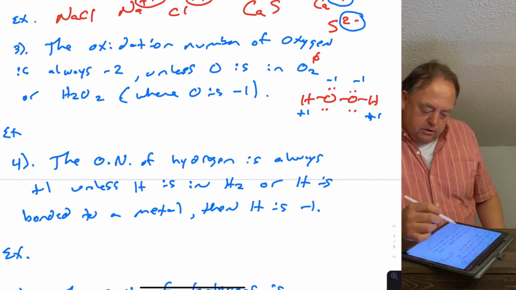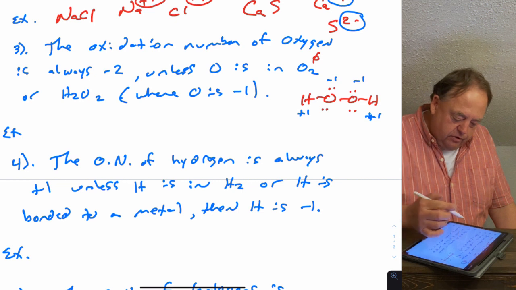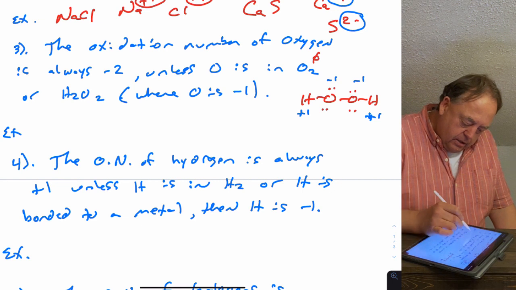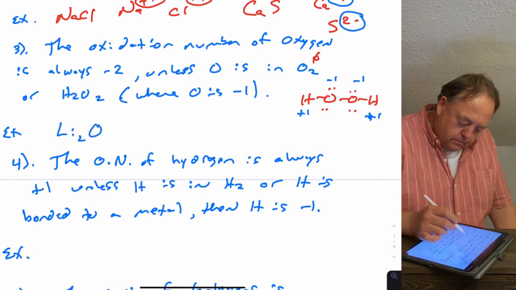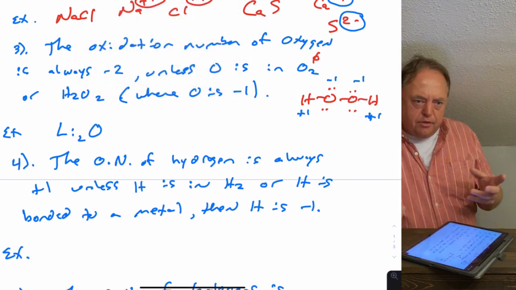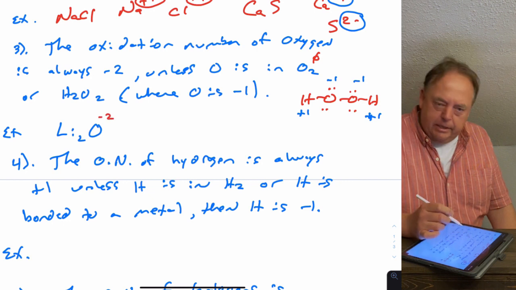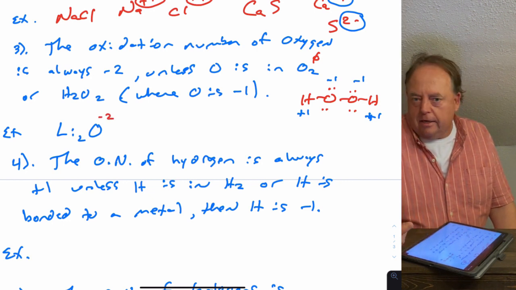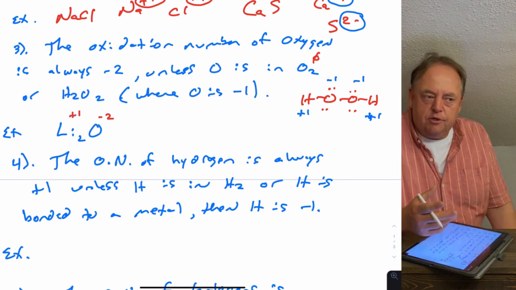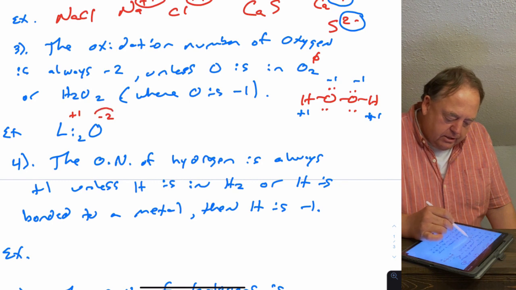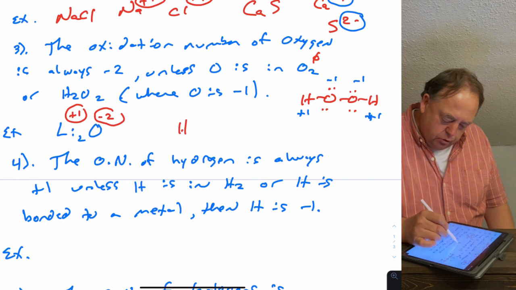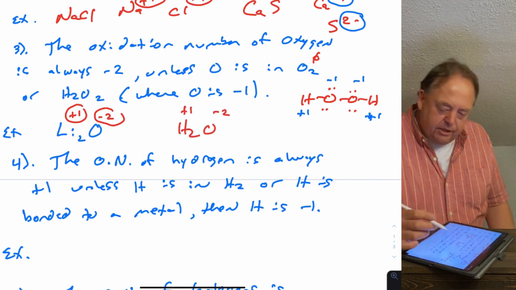But in any other compound, oxygen is -2. For example, lithium oxide. This is something we've been doing throughout the semester already. You know that oxygen likes to be -2, because if it gains 2 electrons, it looks like neon. And lithium likes to be +1, because if it loses 1 electron, it looks like helium. That is also their oxidation numbers. So lithium is +1 and oxygen is -2. Or in H2O, oxygen is -2 and hydrogen is +1.